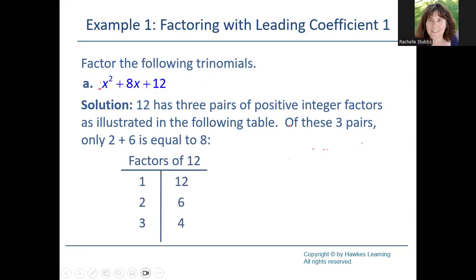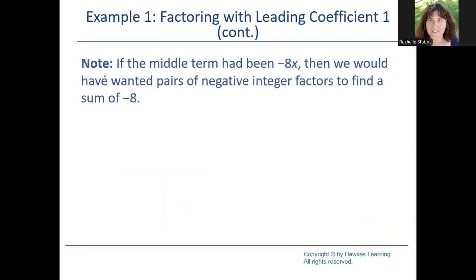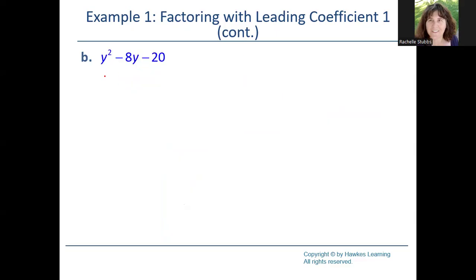If they show you the factors, you can go through them in your head or write them out, and they recognize that 2 plus 6 does equal 8. So they can factor these as x plus 2 and x plus 6. The only reason this works without factoring by grouping is because a, the coefficient in front of the x squared, is a 1. If the middle term had been a negative 8x, then we would have wanted the pair of negative factors, so we would have used x minus 2 and x minus 6.